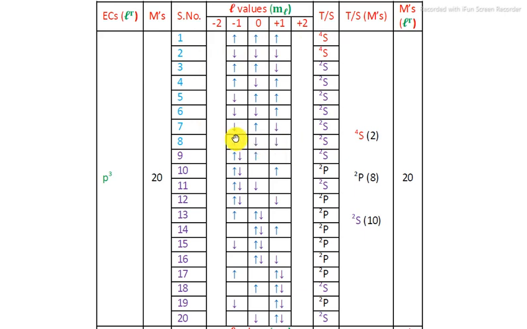Let us see the electronic arrangement of these 3 electrons for the microstates 1 to 8. In the first microstate, all the 3 electrons are positive spin. In the next case, reverse of it, all the 3 electrons are negative spin. In the first microstate, number of unpaired electrons 3. In the second also, number of unpaired electrons 3. Total spin multiplicity is 4. The term is 4S.